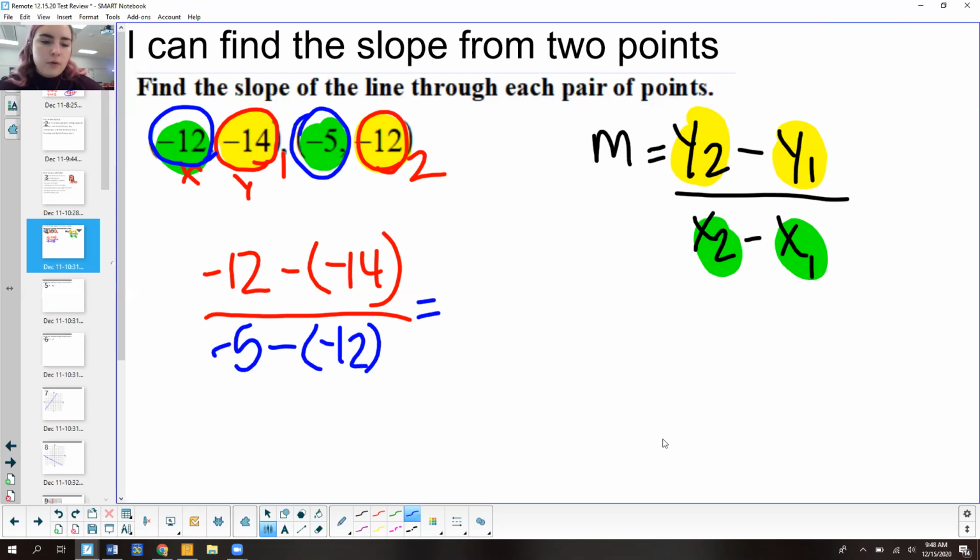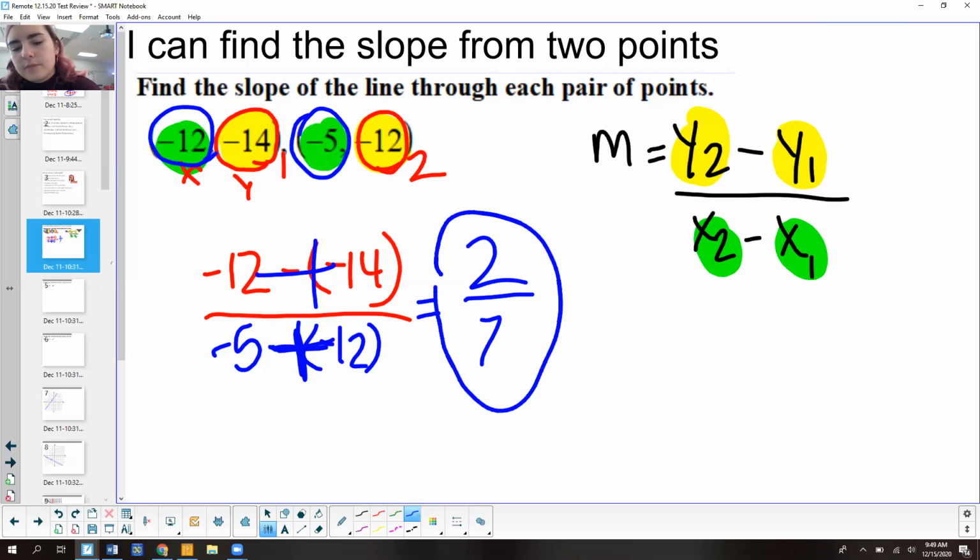So let's see, negative 12 minus a negative 14 is going to give me a positive 2. So if you type that in your calculator, you should get a positive 2. Negative 12 minus a negative, remember, minus a negative translates to a positive. All right, then we've got negative 5 minus a negative 12. And remember, that changes it into a positive. So negative 5 plus 12 basically. So that's going to be 2/7. So when it says find the slope of the line through each pair of points, our slope is going to be 2/7.